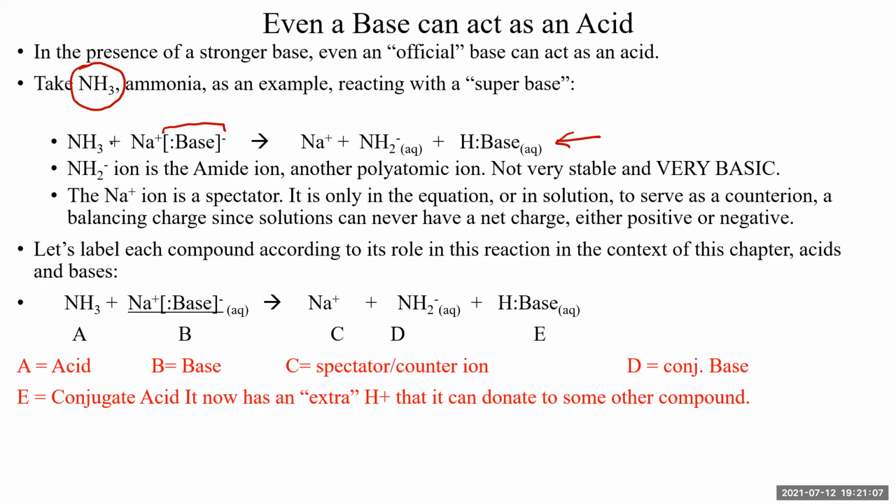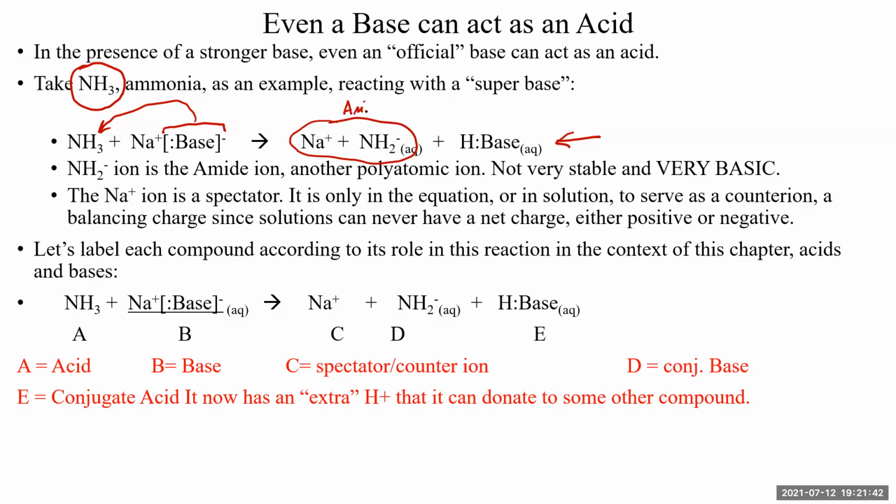Remember, these are all relative. It's like a pecking order. A stronger base will take protons away from a weaker base. A stronger acid will push protons onto weaker acids, if possible, if there's room for it. So we take some sort of super duper base, even stronger than ammonia. Well, actually, ammonia is not that strong. It's a weak base, but it has to be pretty strong in order to produce amide ions. So we've got a super strong base here. It removes one of the protons from ammonia so that we get the amide.